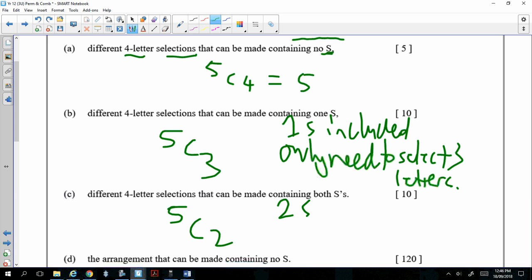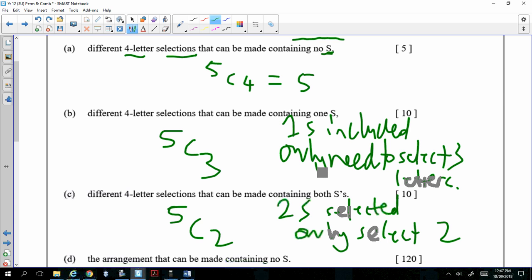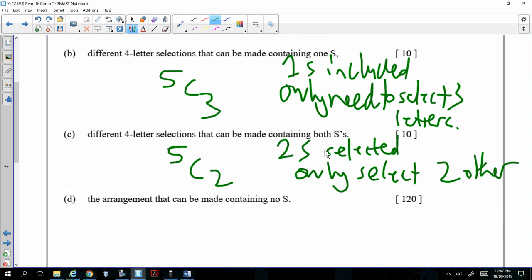And the next one gets a bit harder. Arrangement containing no S. So what do you do? A, U, M, E, D, there's 5. So you go 5P4. Does that make sense? You're going to arrange 4 letters from the 5.